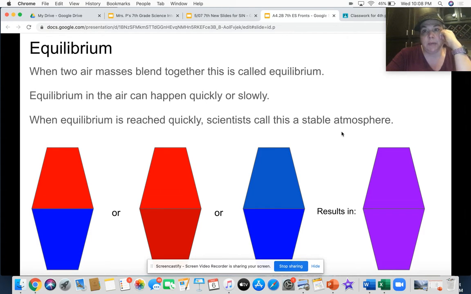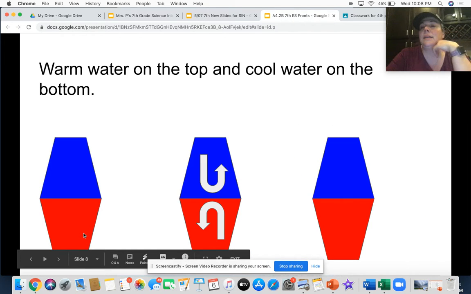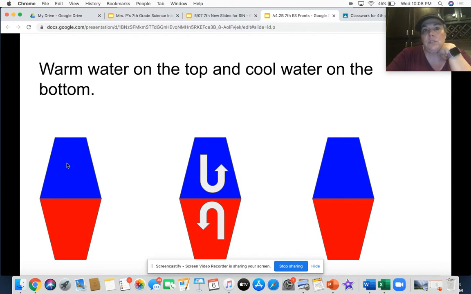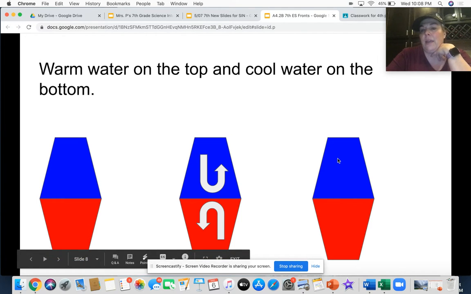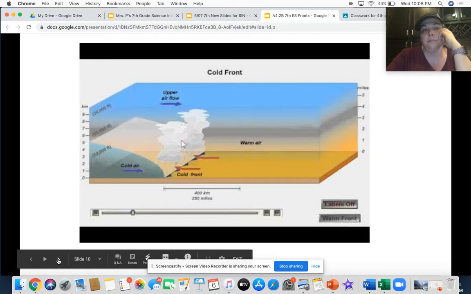Now, remember we talked about unstable or instability? That comes when it doesn't mix quickly. So just like here, we had the warm water on the top and the cool water on the bottom. If I have this, it's not going to mix, and that can cause a problem. Now, the boundary between the two masses is called a front. Fronts can react to each other in different ways.